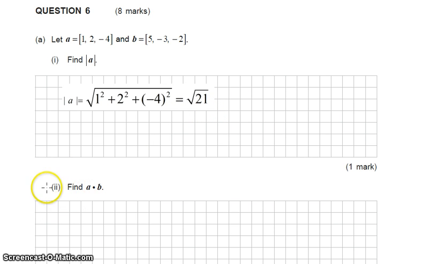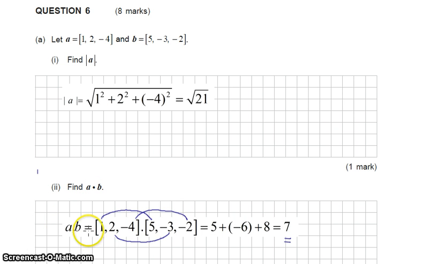Now we move on to part 2. You are asked to find A dot B. Right, and this is again not difficult. What you need to do is to find the product of the i component of the two vectors, and then the product of the j component of the two vectors, followed by the product of the k component of the two vectors, and then sum them up. And the answer is 7.